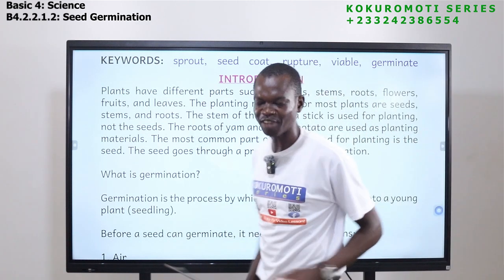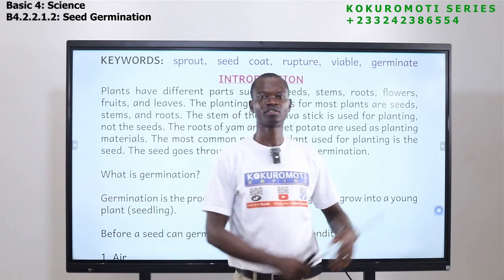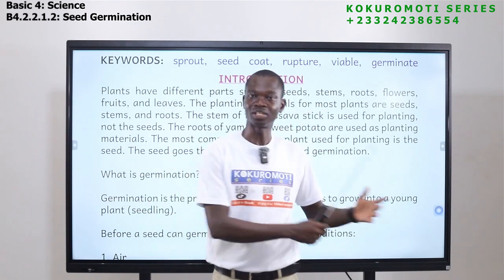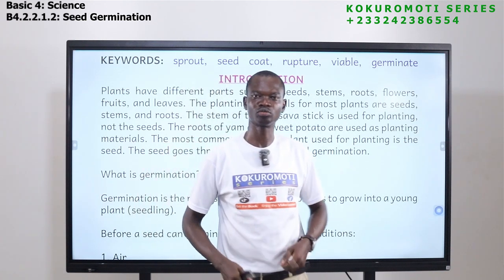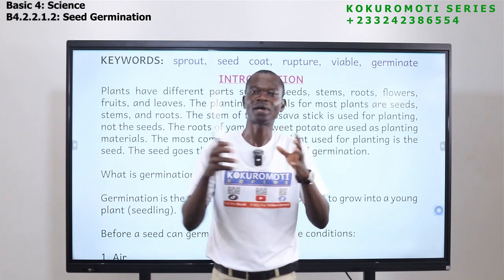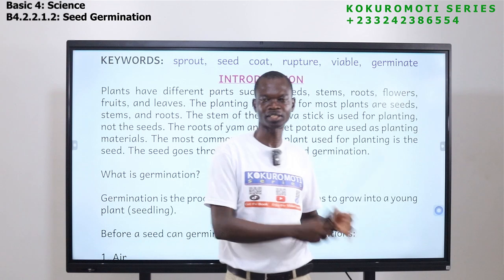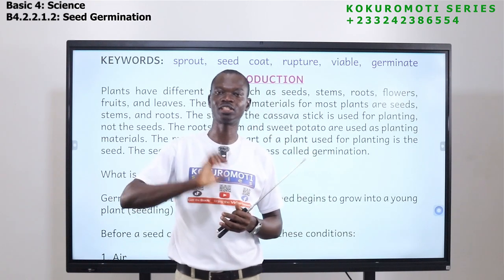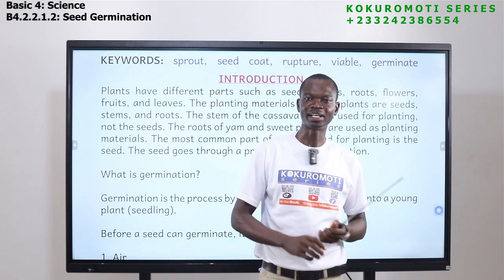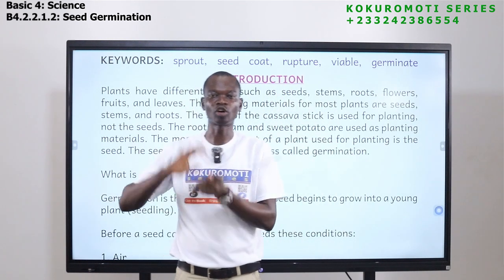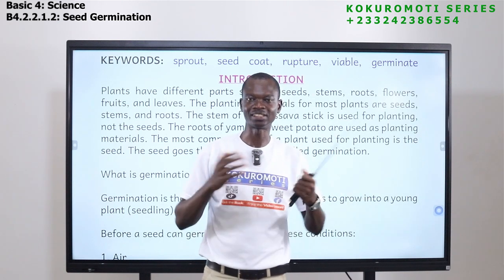Okay, so plants have different parts, but not all the parts can be used for reproduction. So if you have a plant and you want to grow another plant, you need part of it to grow another one. You use it as a planting material. Some plants we use the roots, some plants we use the stem, some plants we use the seed. But the most common one that we use as planting material is the seed.